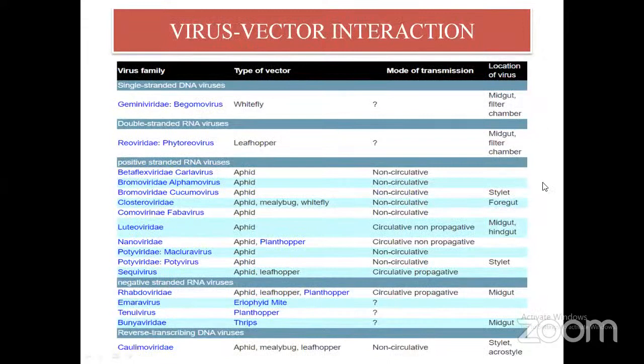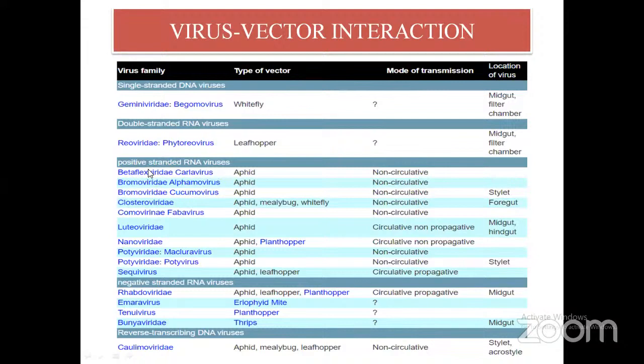Virus-vector interaction. This is the generalized idea where we can see the virus family, type of vector, mode of transmission, and location of virus. Here are examples of the virus families. Firstly, Geminiviridae and the Begomoviruses. These are generally carried with the help of the whitefly. Then double-stranded RNA viruses. We can consider the Reoviridae family, where the leafhoppers carry these reoviruses.